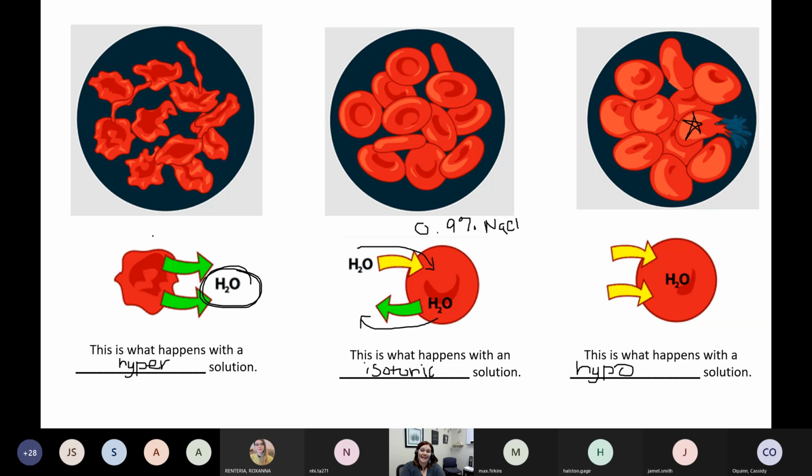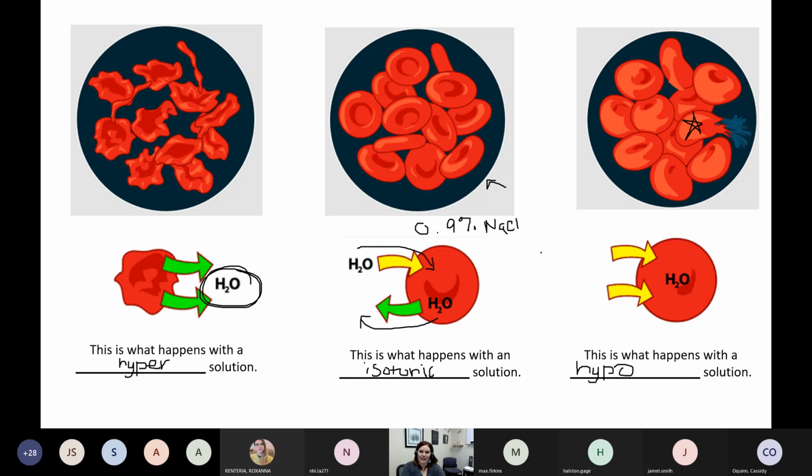When we look at these cells, a cell put in a hypertonic solution will shrivel up and get tiny. A cell put in a hypotonic solution will swell up and explode. Neither of those shapes of our red blood cells, neither of those anatomies matches the regular anatomy that we see right here in an isotonic solution.